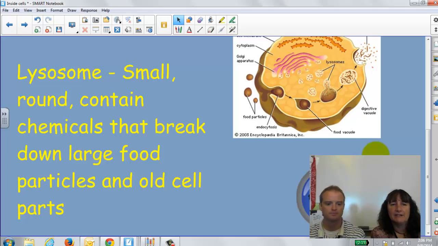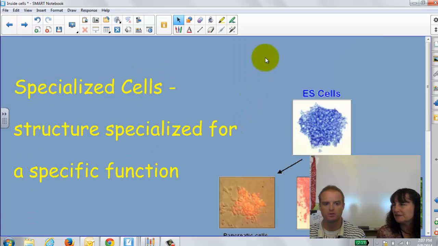Then we have the lysosome, and these are small and round, and they look a lot like the vacuole, but they contain chemicals that break down large food particles and old cell parts. I can see it here in the picture, the digestive vacuole. So it's by digesting food? Yeah, it's almost like the stomach of the cell. It's going to have enzymes in it. It'll surround the food particle and break it down into little tiny pieces that the cell can use. And it's almost like cleaning up old parts or breaking down food. Yeah, if a cell part gets broken or can't be used, it'll break that down.